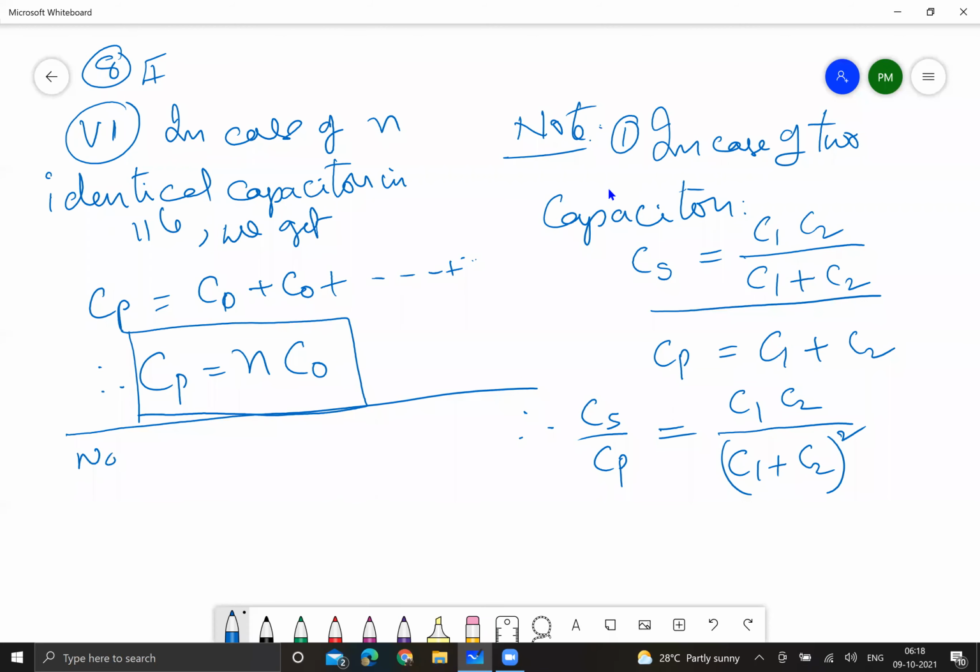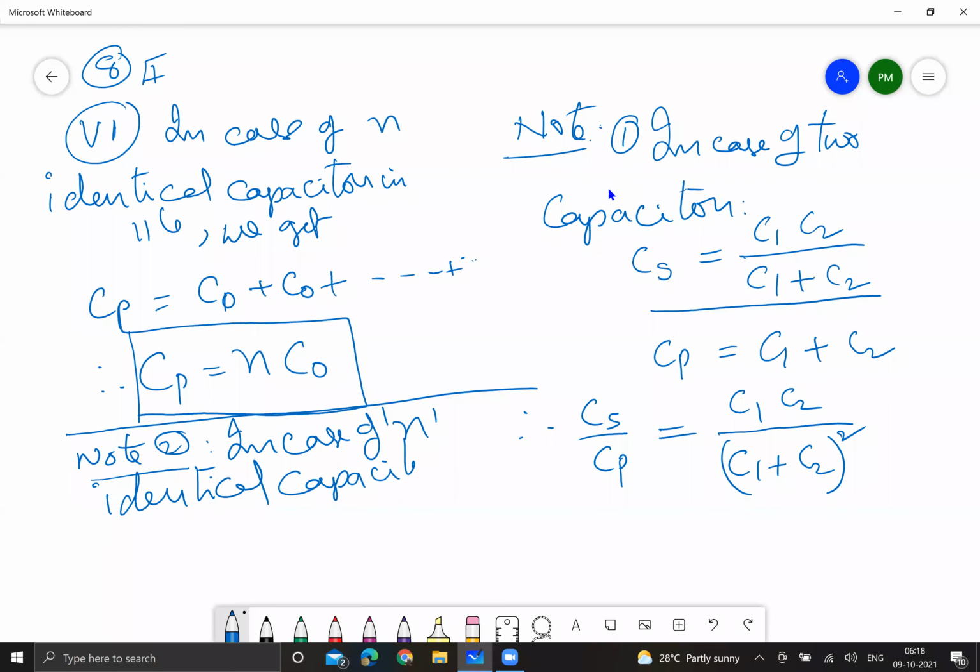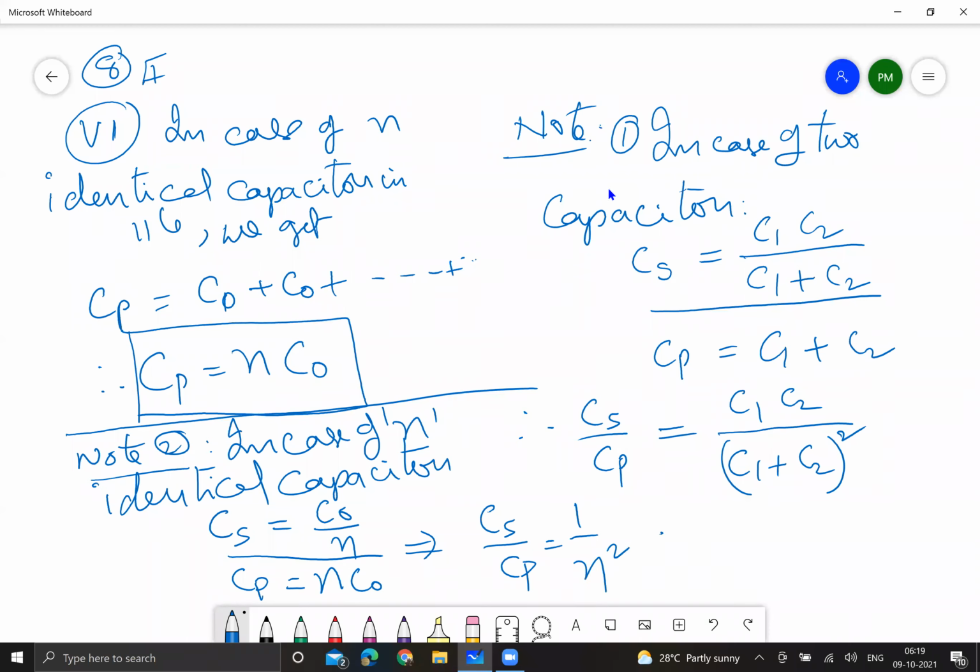Then note 2. In case of n identical capacitors, Cs is C naught by n, Cp is n into C naught, which implies Cs by Cp is 1 by n square, or Cp is equal to n square into Cs. Please note down.